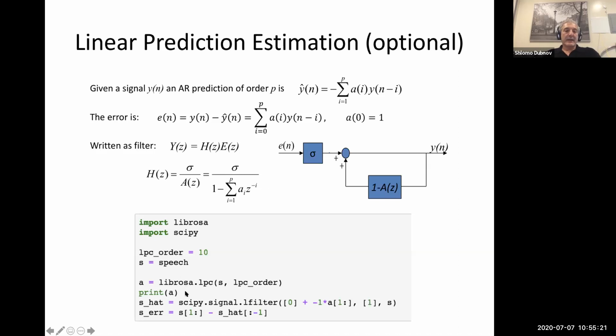So if you try this out, you can see how well, given a speech, you approximate your signal just by predicting the next sample from the previous samples. And it's actually pretty amazing that these things work.